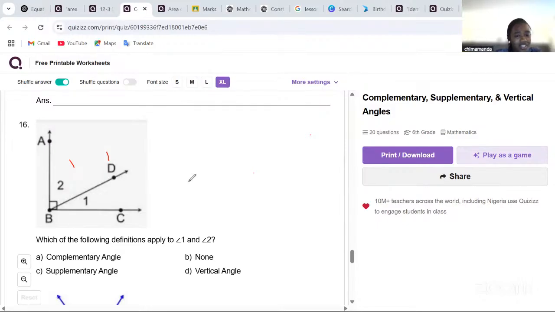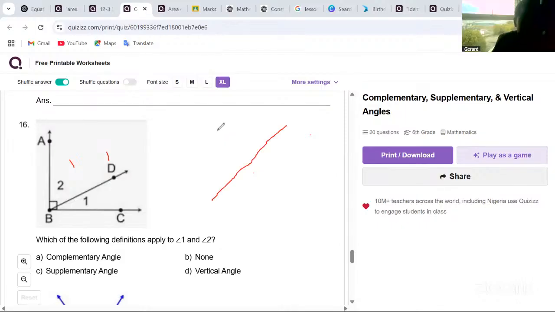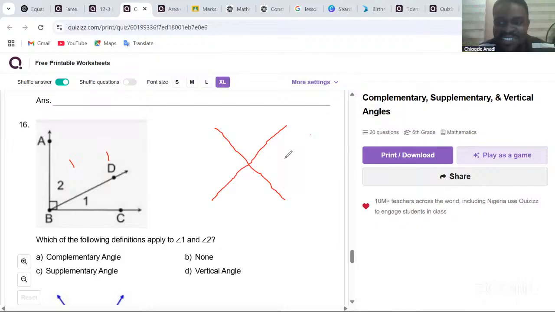Then what is it? Okay, so then my final answer is none of the above. Chimamanda, want to say something? Complementary. Chimamanda, you're correct. Angle 1 and 2 add up to 90 degrees. Can't you see the box? This is the right angle. So angle 1 and 2 add up to 90 degrees, making it a complementary angle.